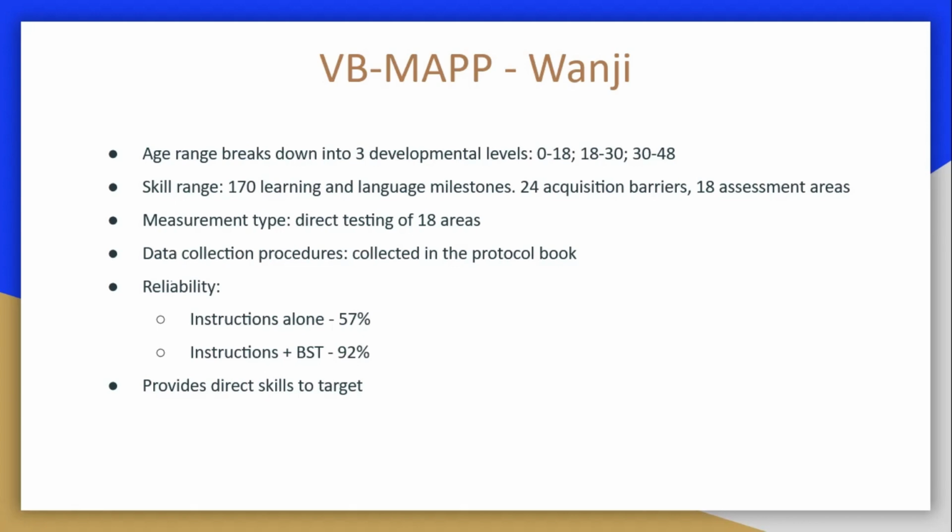Then the data and scores are collected within the VB-MAPP protocol book, which also provides information on how to run the assessment and then also develop goals based off of the assessment itself. The reliability of the assessment with just reading the instructions is 57%, but when you combine that with behavior skills training, or BST, it increases to 92% accuracy.